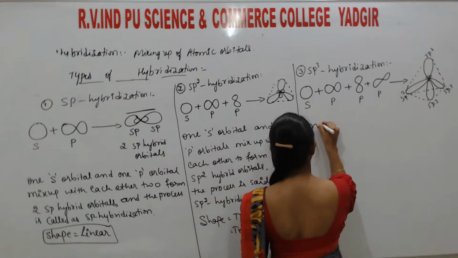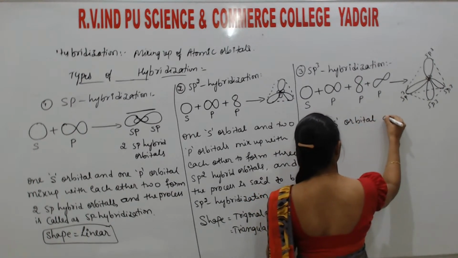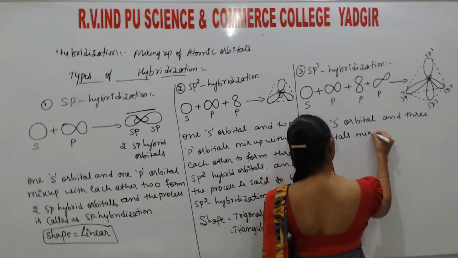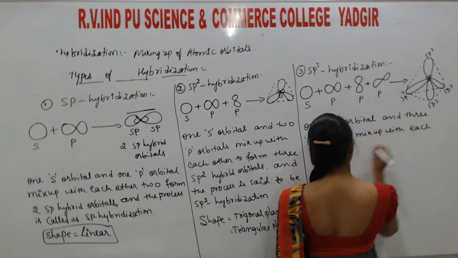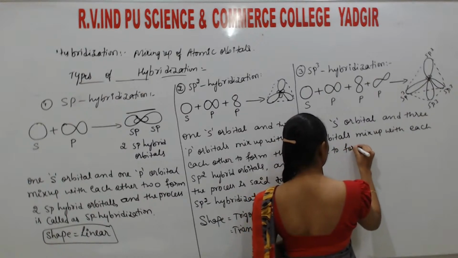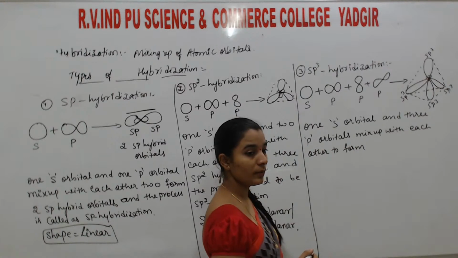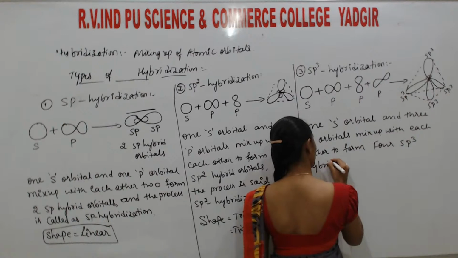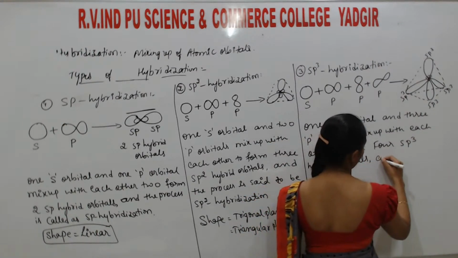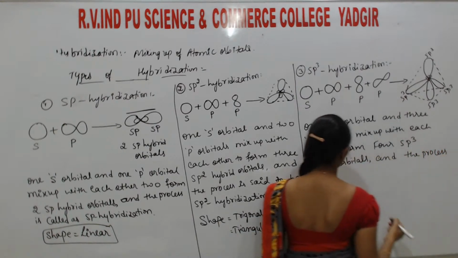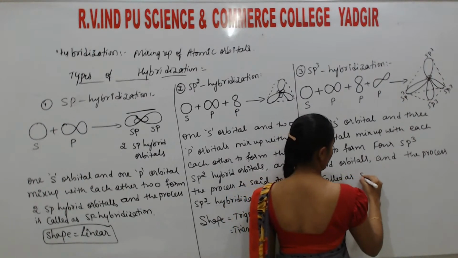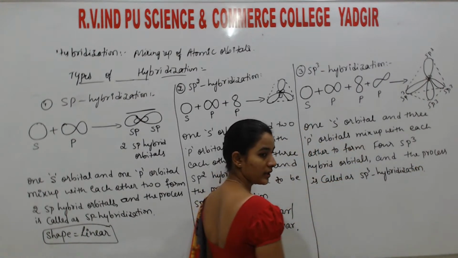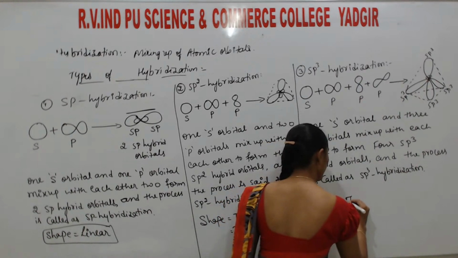Okay, I will just write here, 1 s orbital and 3 p orbitals mix up with each other to form 4 sp3 hybrid orbitals. Okay, and the process is called sp3 hybridization. Okay, students, here the shape of the molecule is what? Tetrahedral.